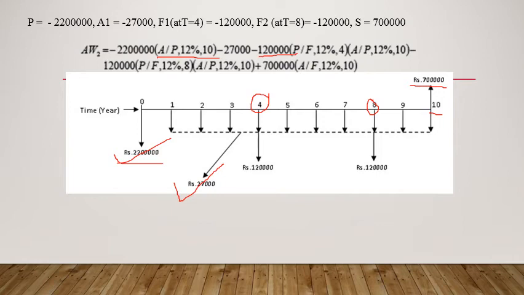That's what I have done here. First I have converted that into P at t is equal to 0 by using the factor P by F comma 12 comma 4 and then A by P comma 12 comma 10. So this is done.